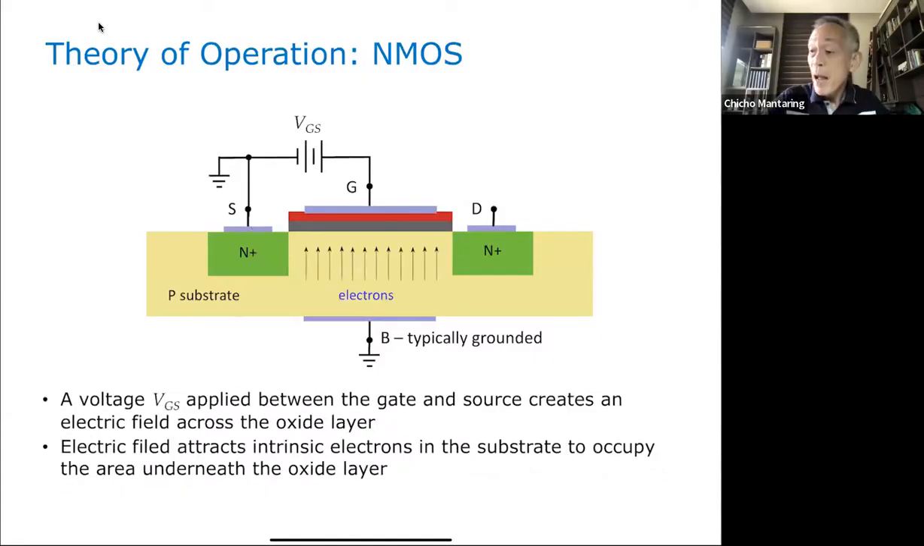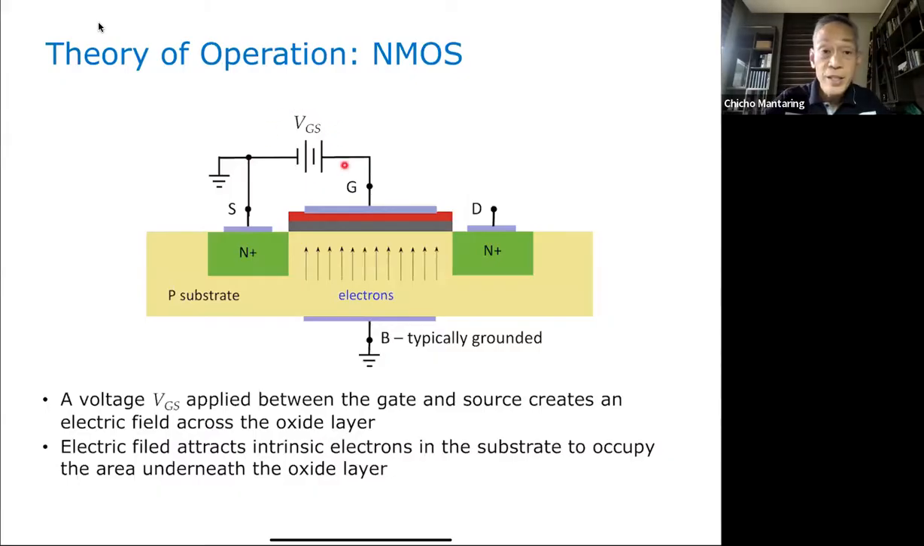What will happen if I apply a voltage between my gate and my substrate? My substrate is grounded here. I apply a voltage between my gate and my substrate. By the way, my source is also usually grounded. So this ends up being a gate to source voltage.